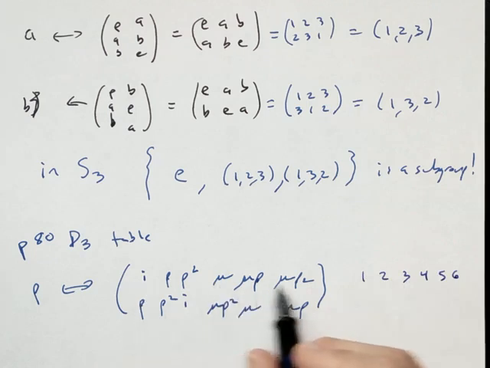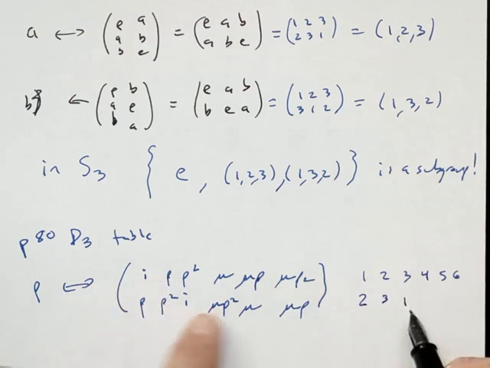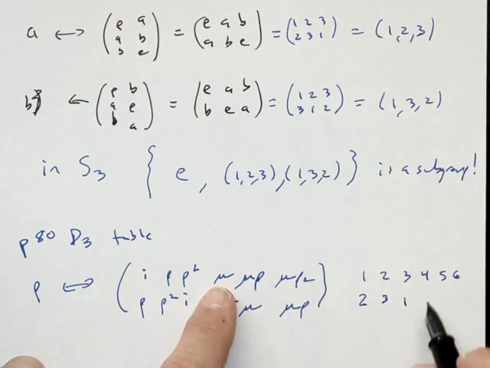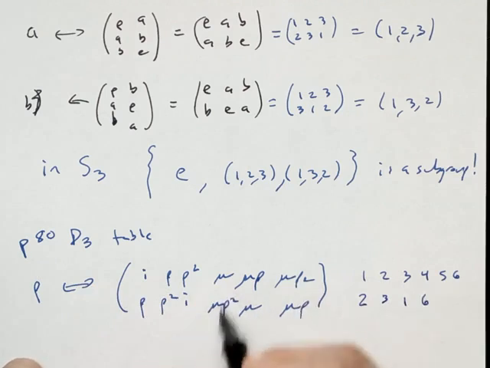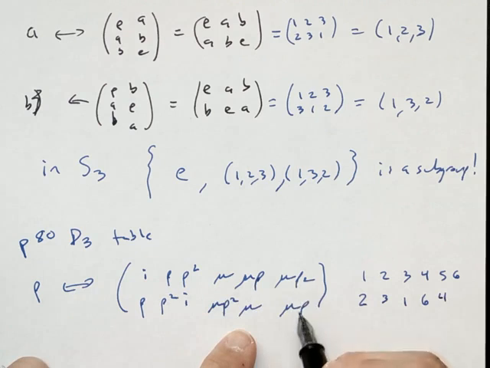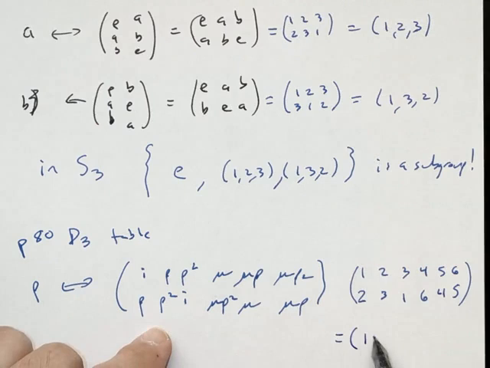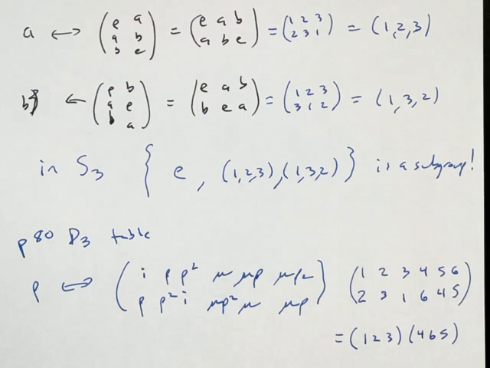If I number these 1, 2, 3, 4, 5, 6, 1 goes to 2, 2 goes to 3, 3 goes to 1, 4 goes to 6, 5 goes to 4, 6 goes to 5. Which, if you notice, really makes this 1 goes to 2, 2 goes to 3, 3 goes back to 1, 4 goes to 6, 6 goes to 5, 5 goes back to 4. I know which permutation in S6 this is.